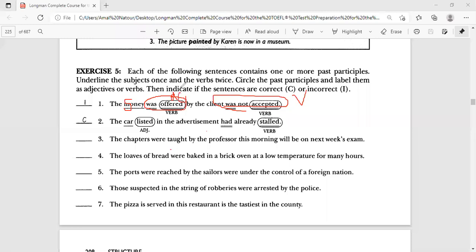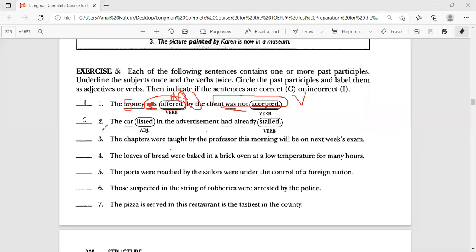So I do not need it. Was offered is a verb and was not accepted is another verb. I can't put two verbs in a simple sentence, a sentence with one clause. So the verb to be here should be deleted, and offered should be considered as an adjective. So the sentence should be: the money offered by the client was not accepted. And this is an incorrect sentence.